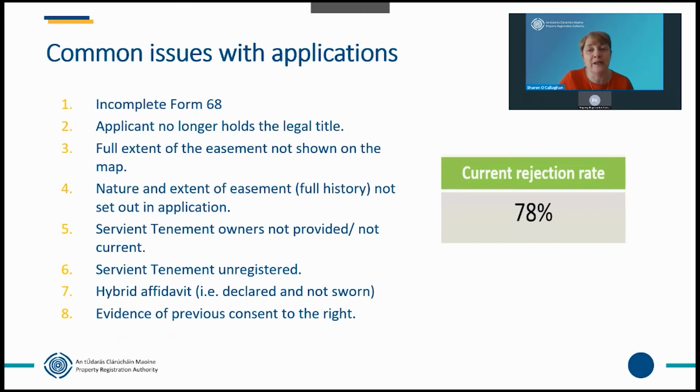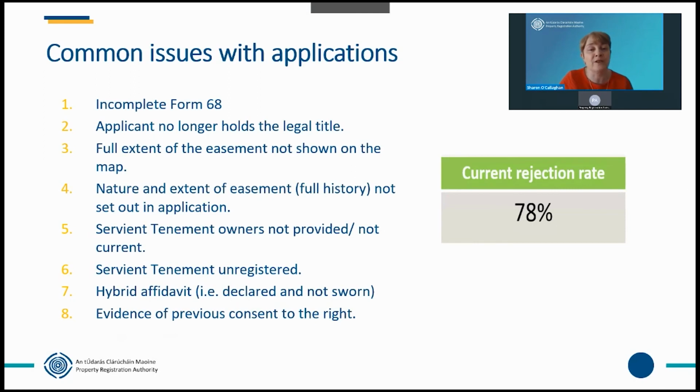Firstly, an incomplete Form 68. For example, here, some of the averments may be omitted from paragraph 2. The applicant no longer holds the legal title to the dominant element. The map lodged does not show the full extent of the easement, or it doesn't correspond with the first schedule of the affidavit. The affidavit does not provide a full history of use. The servient owners' names are not provided. The servient lands are unregistered, and no further details on searches have been provided. A hybrid affidavit is lodged, for example, an affidavit that could be declared and not sworn.